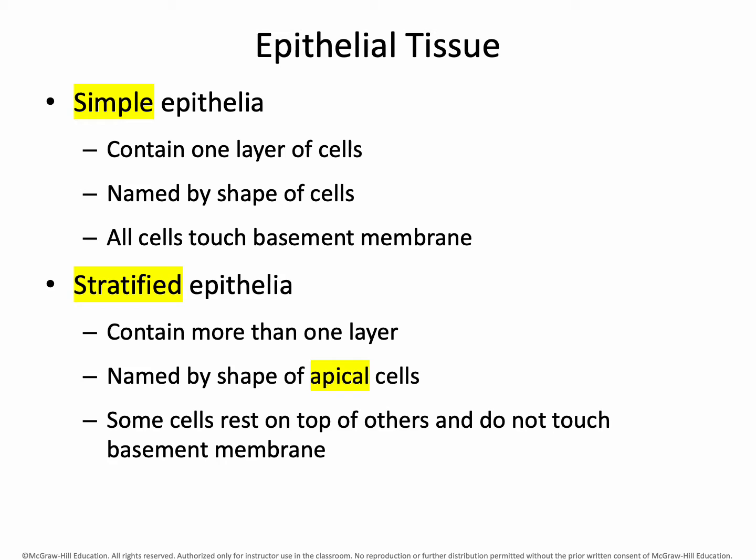So epithelia is named by whether it is simple or stratified. You think of that as a first name. The simple epithelia contains one layer, and it is named by the shape of the cell. So we have simple squamous, simple cuboidal, and simple columnar. When we look at the stratified epithelia, think strata as layers. So we're looking at more than one layer of cells, from two cells to dozens, and that's named by the shape of the cells at the apical surface.